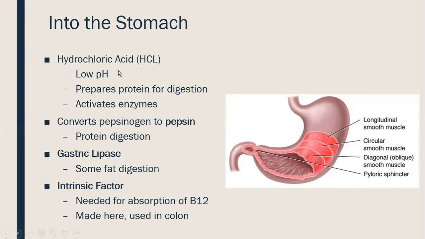This acid has a very low pH. We said about 1 to 2 a few slides back, and that helps prepare protein for digestion and also activates enzymes, one of which is the conversion of pepsinogen to pepsin, which is crucial for protein digestion because pepsin is a very active enzyme and is involved very rigorously in the digestion of protein. We also have gastric lipase, and we see some fat digestion occurring here within the stomach, and then intrinsic factor as well, which is needed for B12 absorption.